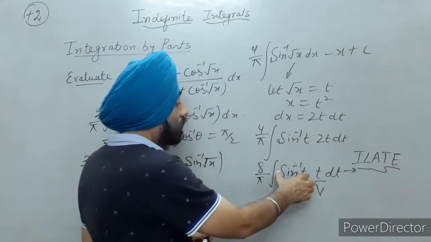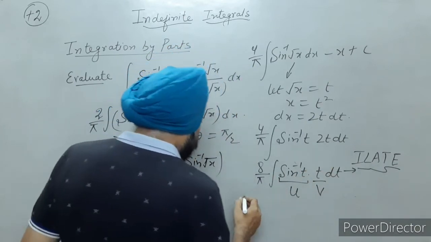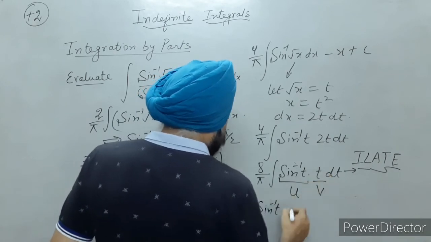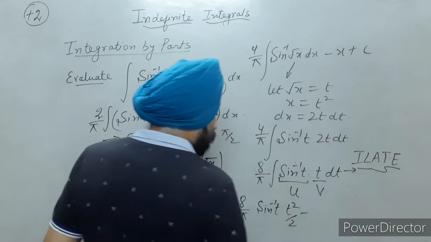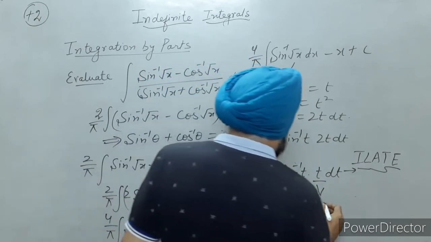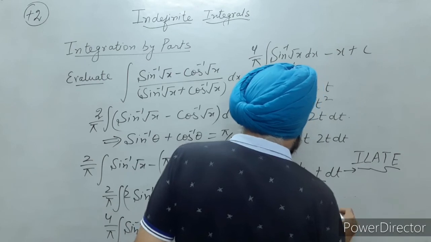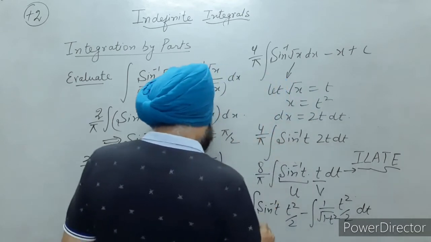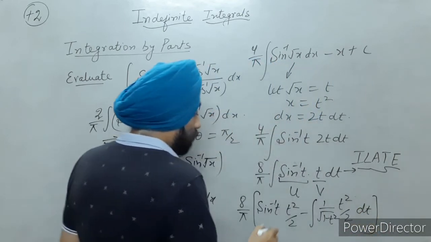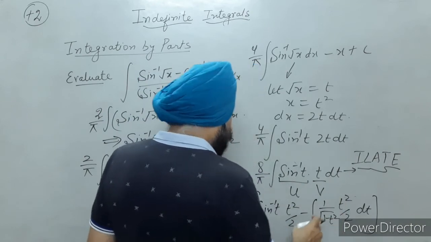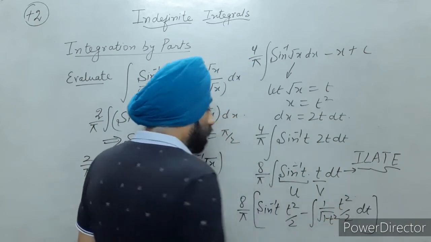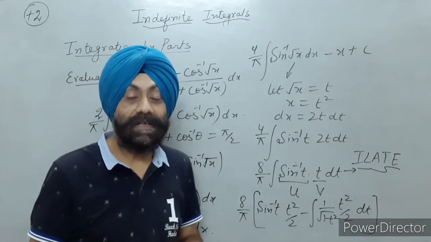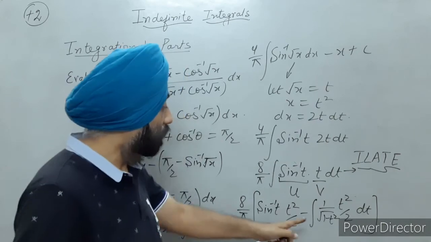Now first function, integral of second function, let me write 8 upon pi first function, integral of second function minus integral of derivative of first. Remember the formulas, t square by 2 dt. Integrate this now, t square upon under root of 1 minus t square, using your methods which I have already discussed. It is left on you to solve this portion.